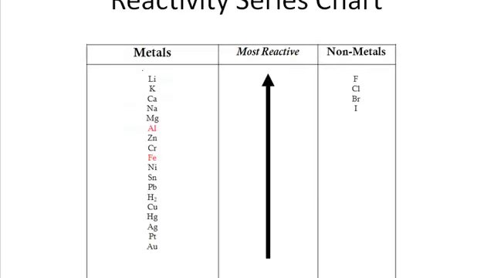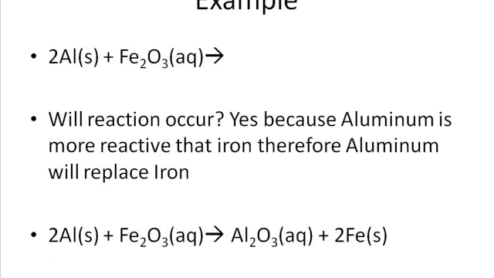So taking a look here, aluminum is higher on the list than iron, therefore it will react. So, taking a look here, we just recombine the elements. Remember, in order to get this, we take aluminum, which is 3 plus, and we take oxygen, which is 2 minus, and we need 2 of these, and we need 3 of these to make this, and iron is just left off by itself, and remember to balance the equation.